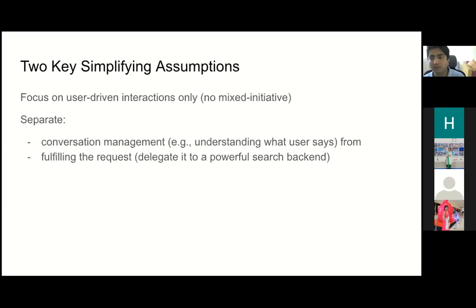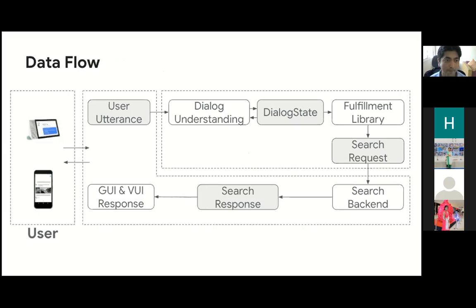That's the conversation manager. And the second part is the fulfillment, where given the latest state of the conversation, we look at our database, look at our catalog, and fulfill the request. So we separate these two out. And given this is an NLP presentation, I'll be focusing on the first part.